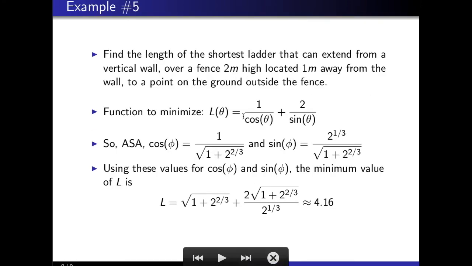So, we said that we have these expressions for cosine and sine of phi. If we really wanted, we could find what phi is, but we're not really concerned with what phi is, just what the cosine and the sine of phi are going to be, and conveniently we found those. So when we take these cosine and sine values and put them back into our function L, we can find that L is going to be roughly 4.16. So the length of the ladder that's going to fulfill these desired conditions is about 4.16 meters.